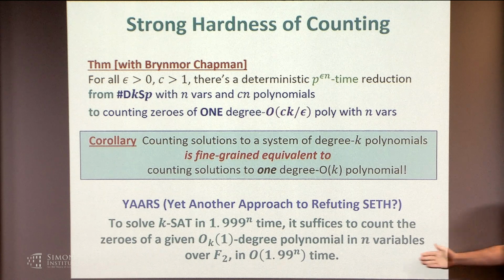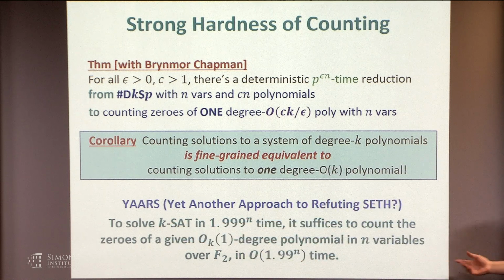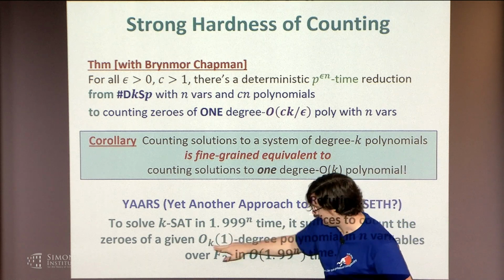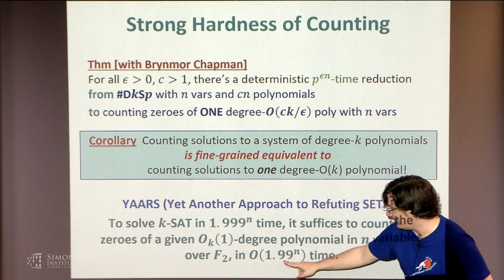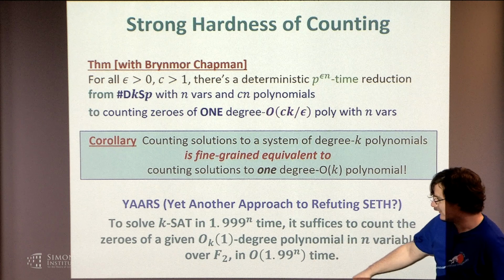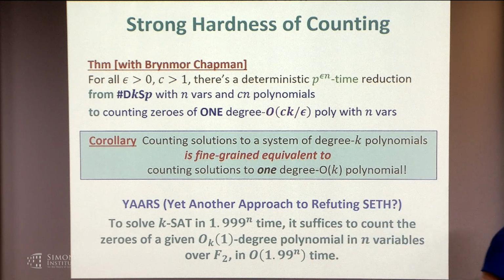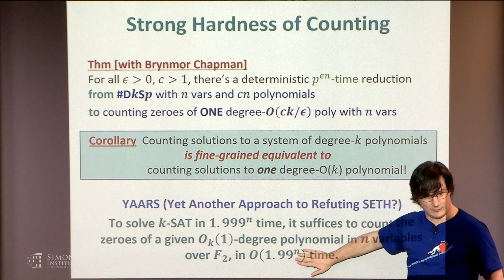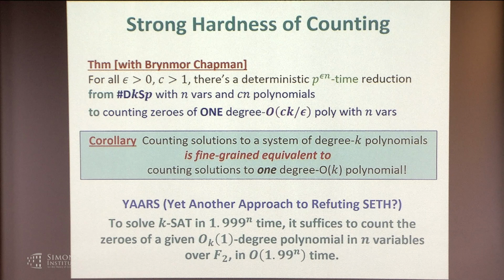But this is saying that even to solve sharp k-sat faster, it would suffice to count the zeros of a constant degree polynomial, this constant depending on k, in n variables over F2 in, say, 1.99 to the n time. I'm just changing the number of 9s here. But the point is the number of variables didn't change at all. So having even a slightly better than brute force algorithm here gives you one for the original problem. That's all.